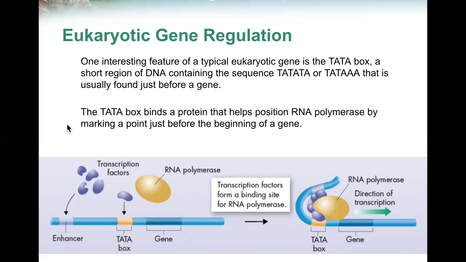The TATA box binds a protein that helps position RNA polymerase by marking a point just before the beginning of a gene. So the TATA box is here. RNA polymerase. Transcription factors form a binding site for RNA polymerase.